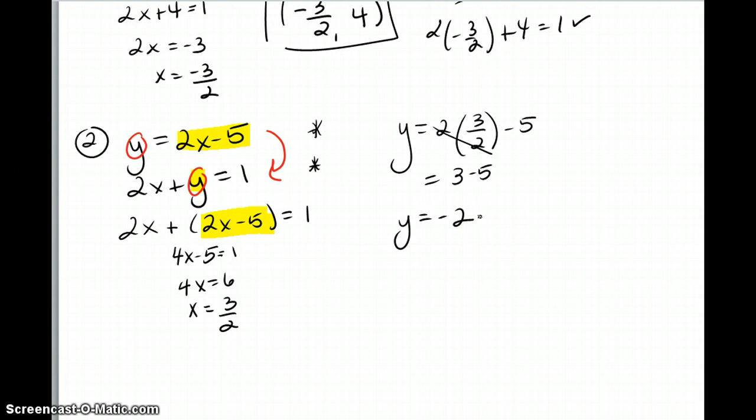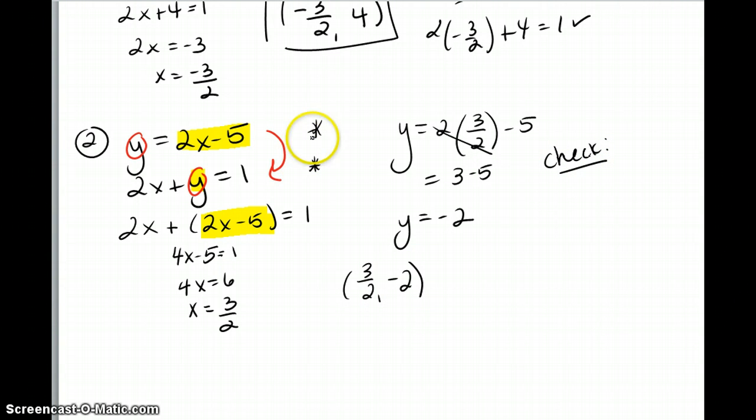Okay. Now hopefully you guys will know the answer to the next question, and I would ask you, why are we not done? Okay, and hopefully you answered with 2 reasons. 1, we need to write it as an ordered pair. And 2, we need to check our work.